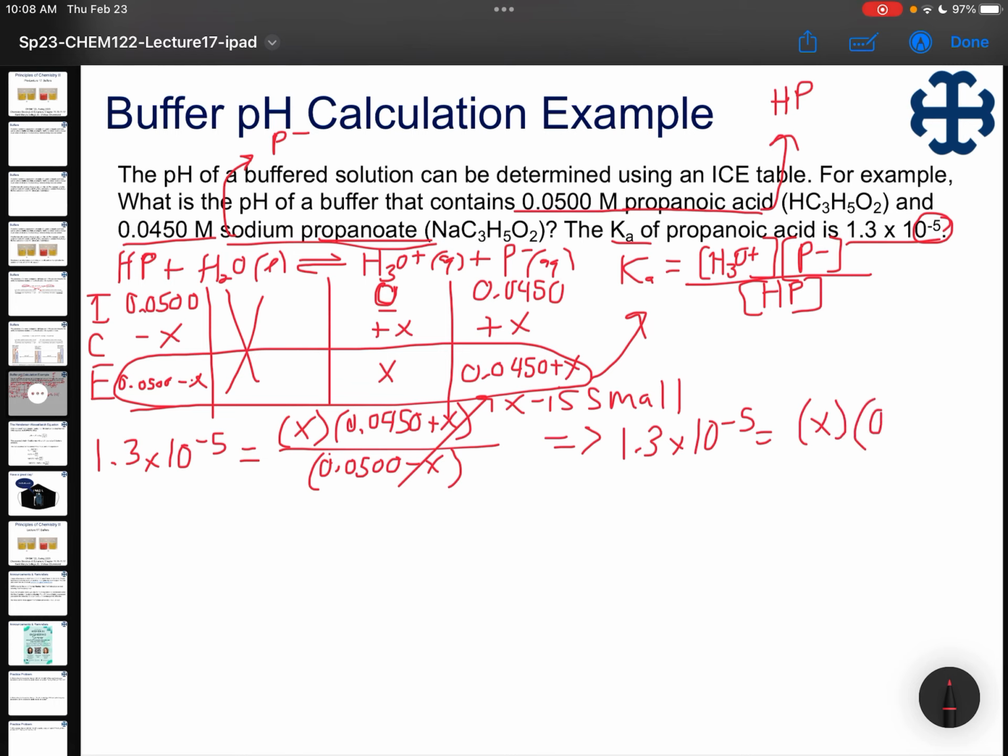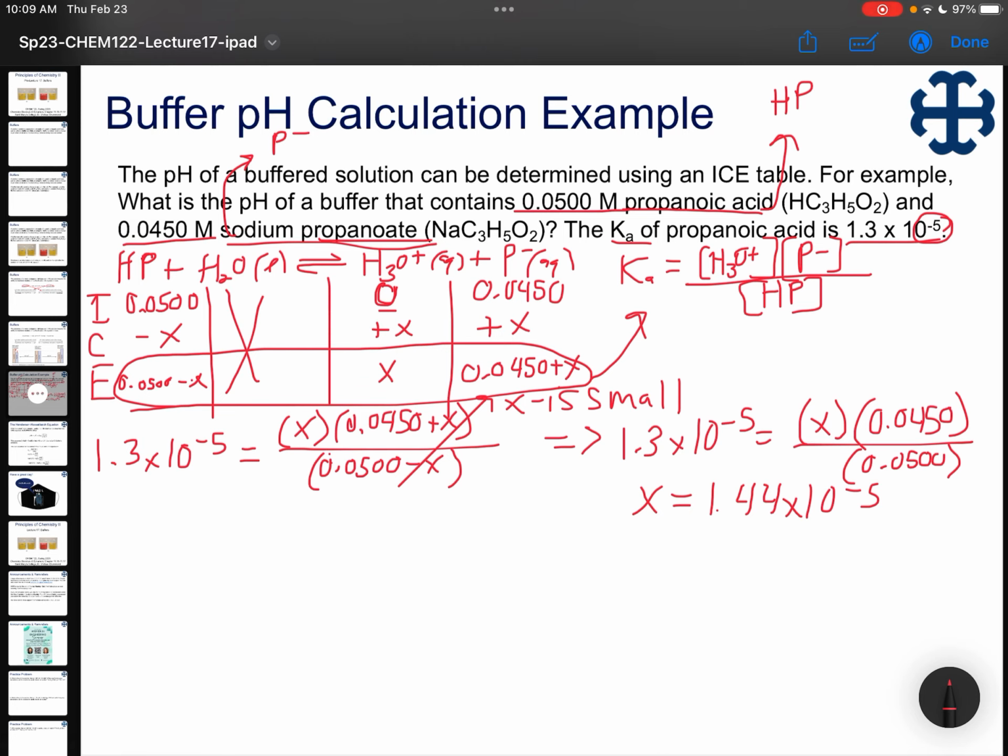times 0.0450 over 0.0500. Okay? And so now solving for x becomes a lot easier. We just multiply both sides by 0.05, divide both sides by 0.045, and I got a value for x there equal to 1.44 times 10 to the negative 5th.